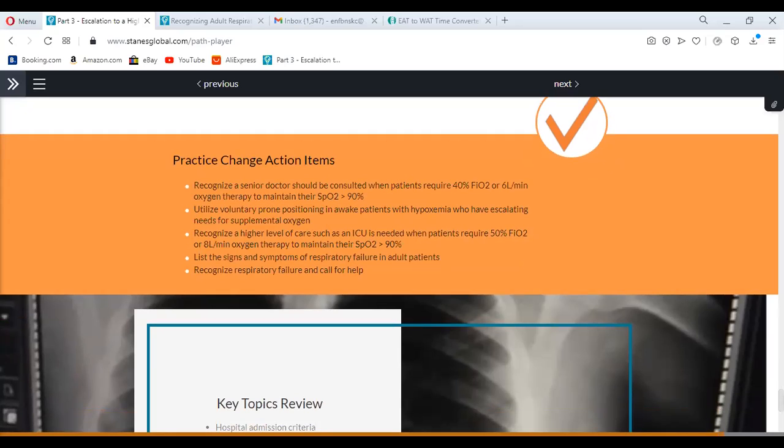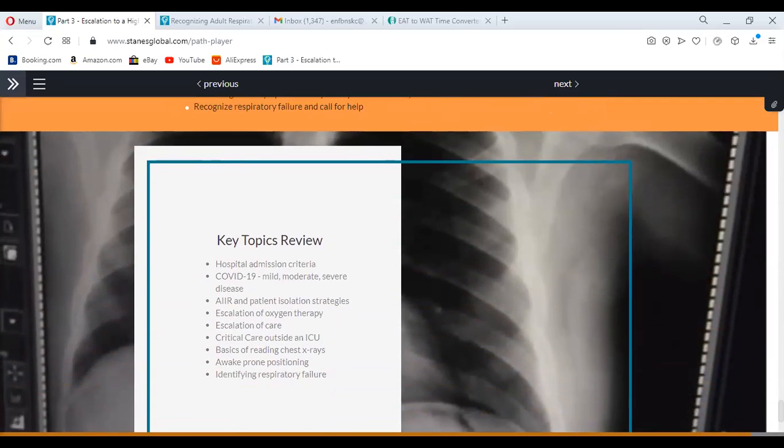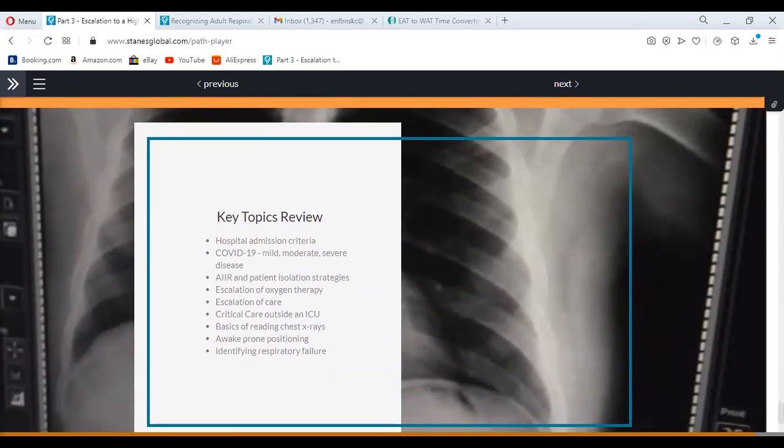Okay, so to review the topics here, we need to look at hospital admission criteria, which we've seen with the case discussed. Then COVID-19: we should be able to categorize it as mild, moderate, and severe. This will help us decide on the type of intervention that we should start the patient on and when to escalate.